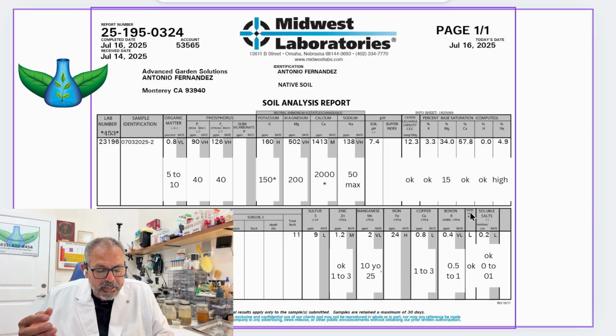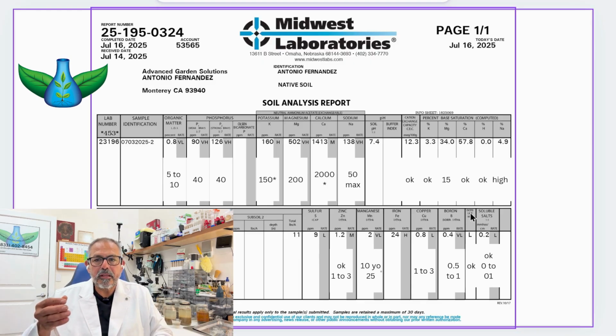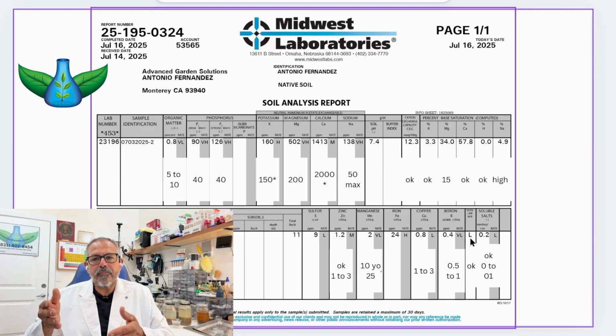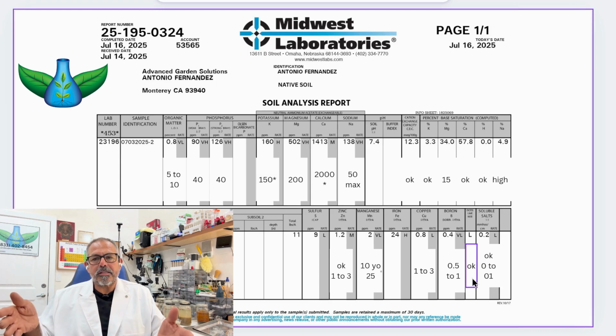Then we have the excess lime rate. Since this soil is low in calcium, it has a low excess lime rating. Having a low excess lime rating is good because lime raises soil pH and blocks nutrients from the plants.